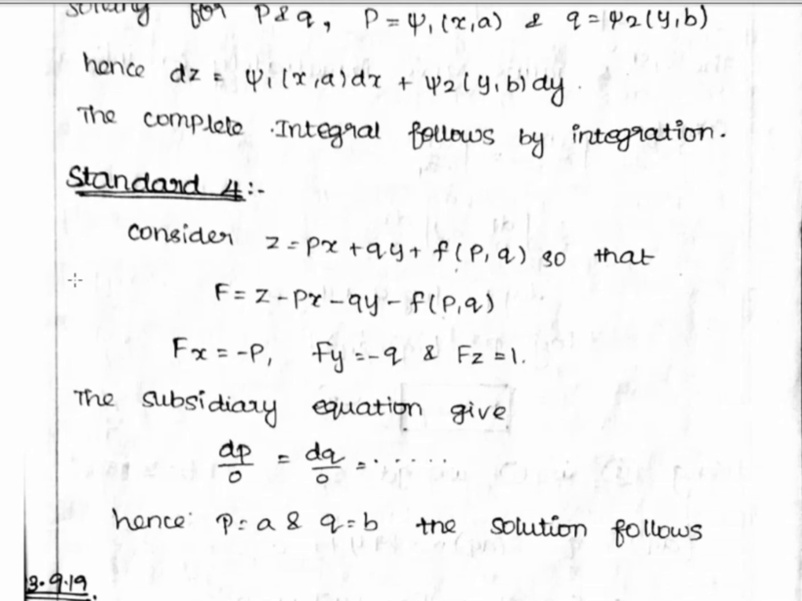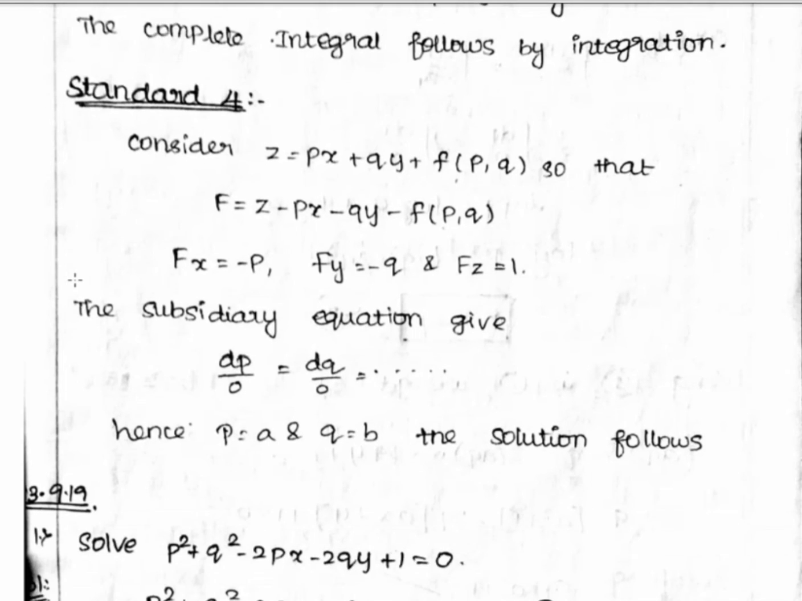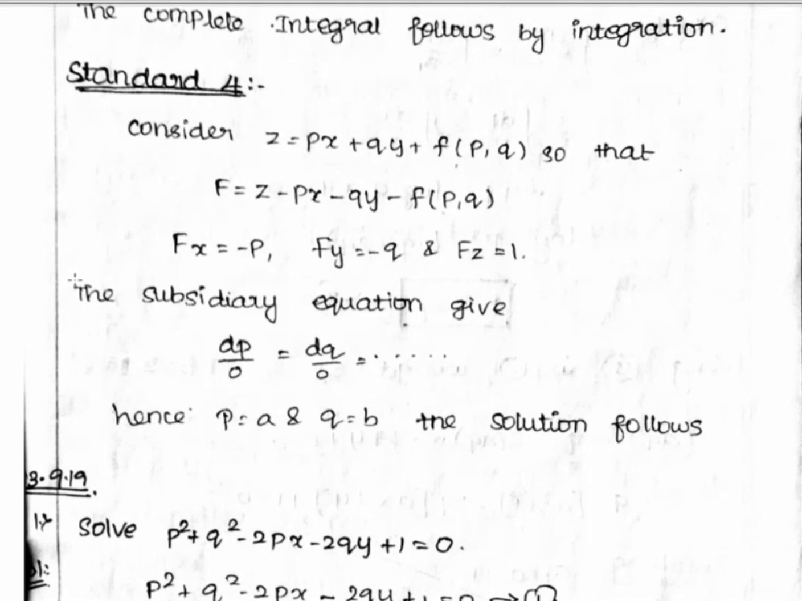You substitute these values in the subsidiary equation, that is the general Charpit's method formula. So you get dp by 0 equal to dq by 0. Equating the ratios and integrating, you get p equal to a and q equal to b. You substitute p equal to a and q equal to b directly, and finally you integrate and you get the solution for that kind of problem.